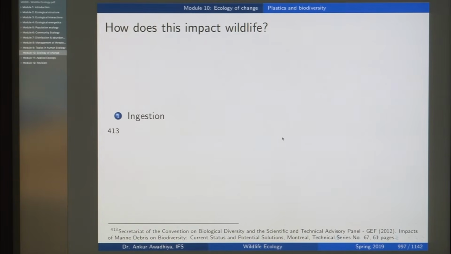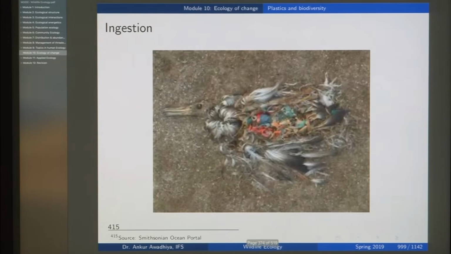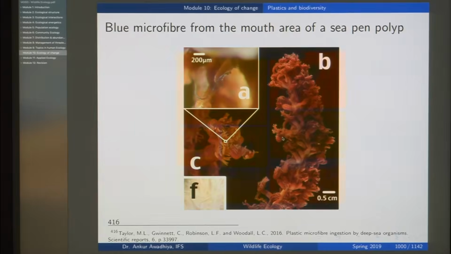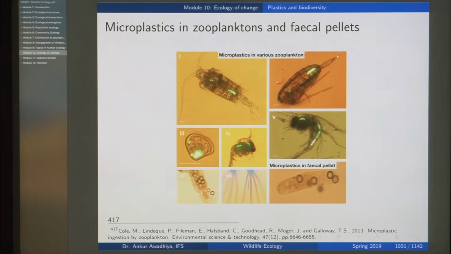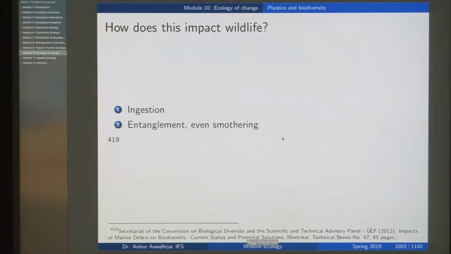Now, if it reaches the marine animals, they may mistake it for food, they may eat it, in which case their intestines will become completely choked with plastics and they will die. And then we are seeing these plastics everywhere, they are even getting into the food chain, because in the form of microplastics, which are now getting into the zooplanktons as well. If it reaches the bottom, then it might get filtered and concentrated, or it might even be incorporated within the seabed because of the burrowing animals.